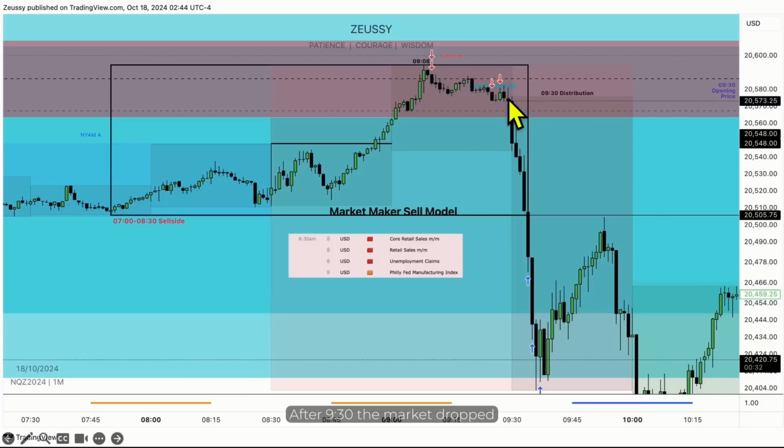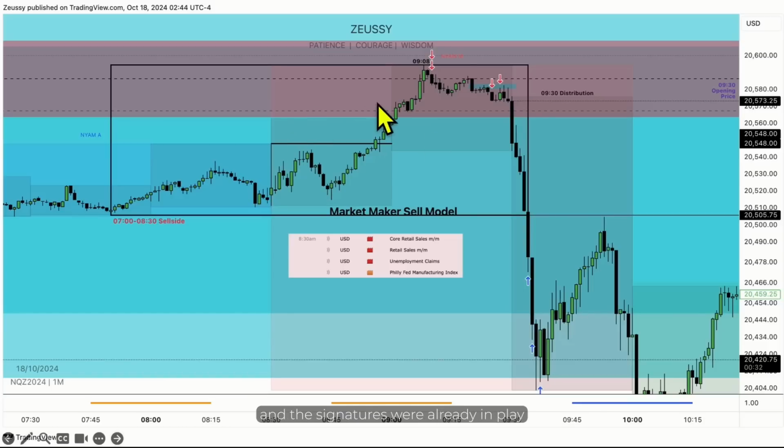After 9:30, the market dropped from 573 all the way to around 420 within just a matter of less than 10 minutes. Think about that. That's a drop of 150 points within less than 10 minutes. This right here is an insane low resistance liquidity run.